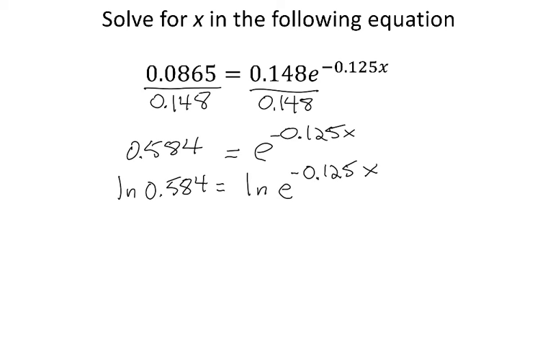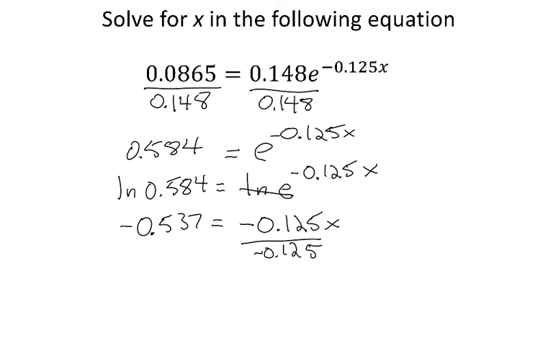And so numerically, on the left-hand side, I just plug that in my calculator and I get negative 0.537. The e and the ln effectively cancel each other out, so I'm just left with negative 0.125x. The last step is just divide both sides by negative 0.125. So in this case, we get x to be 4.29.